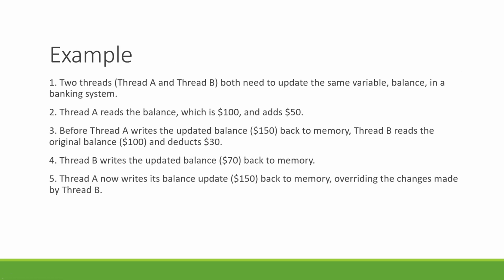Okay. Example. We've got two threads, A and B. They both need access to the same variable. Let's say balance in a banking system. When thread A reads the balance, it says $100 and adds $50 to it. Before thread A writes the updated balance of $150, thread B reads the original balance and deducts $30. So thread B writes the updated balance as $70, but then thread A comes back and writes $150, overriding the changes of thread B. So somehow we got $30 extra in our bank account because instead of locking the transaction, we were able to read at one time and write at another time.